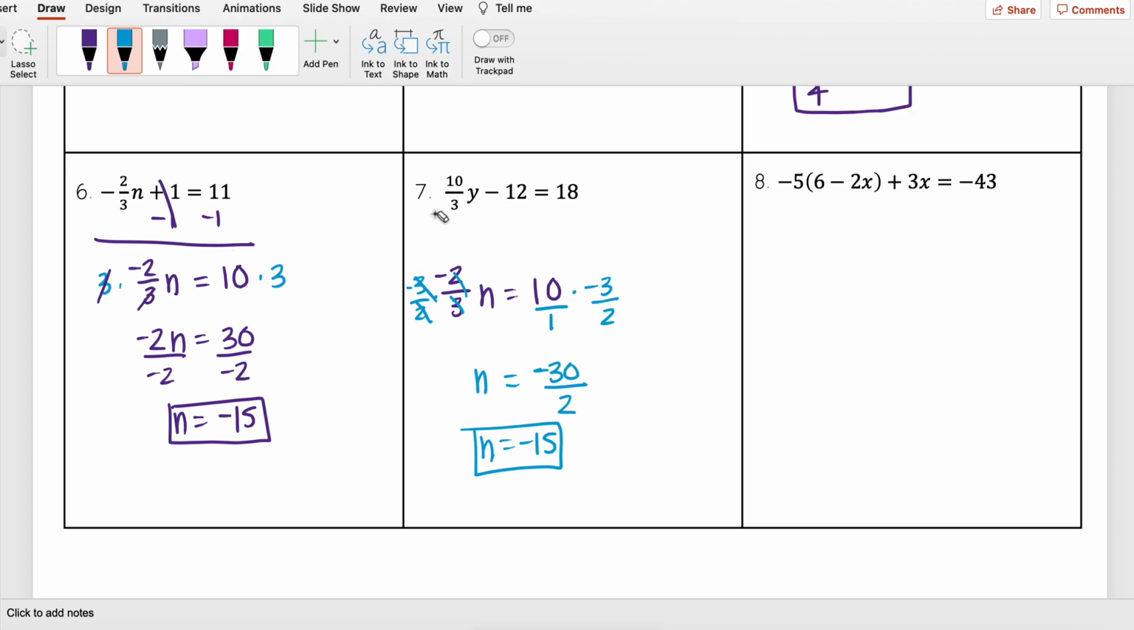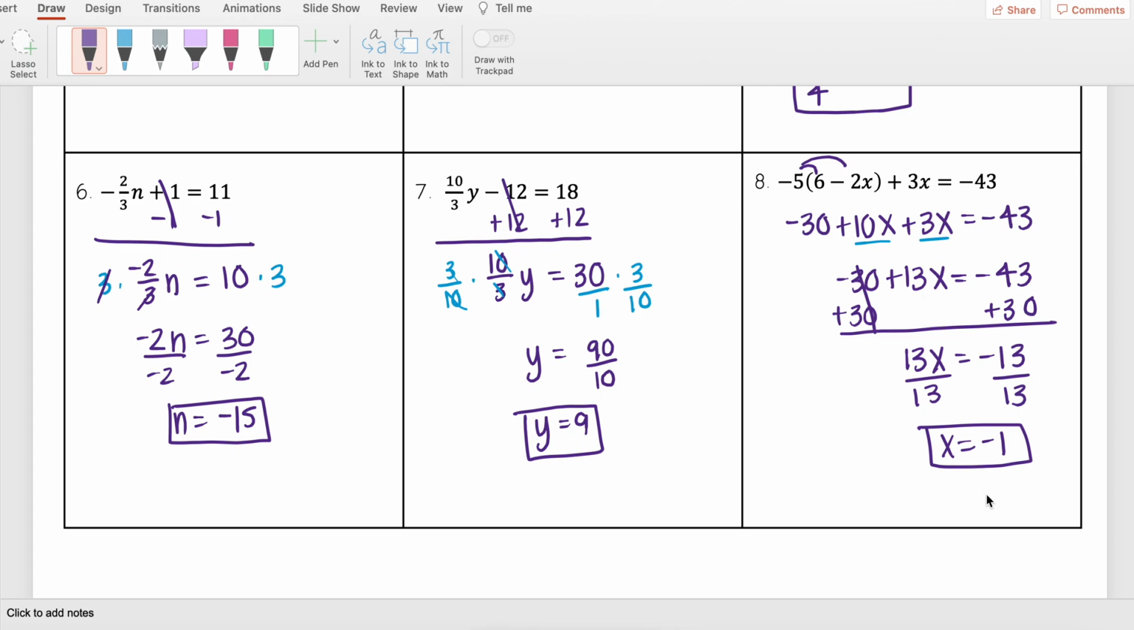Okay, go ahead and pause the video. I want you to try doing problem 7 and 8. When you think you have it, go ahead and press play. So the answers you should have gotten were y equals 9 and x equals negative 1.